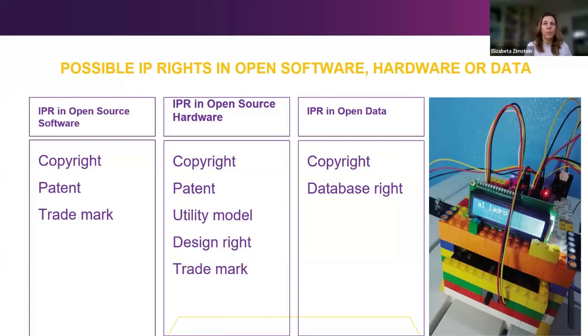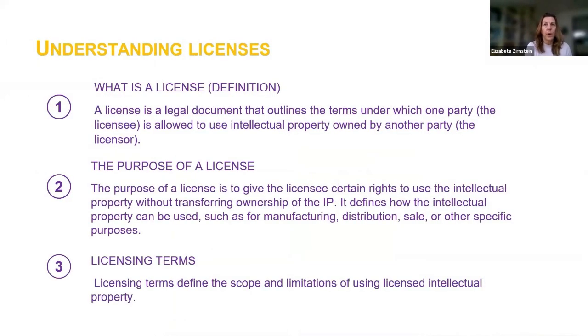In order to use those rights, open software, hardware, and data are released with open licenses. They outline the terms under which one party, the licensee, is allowed to use intellectual property owned by another party, the licensor. The purpose of a license is to give the licensee certain rights to use the intellectual property without transferring ownership of the intellectual property.